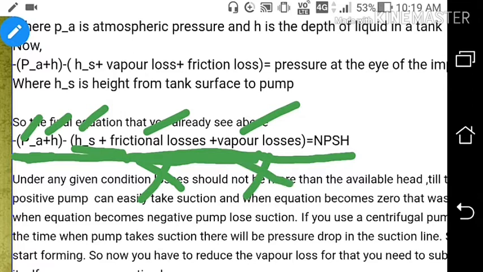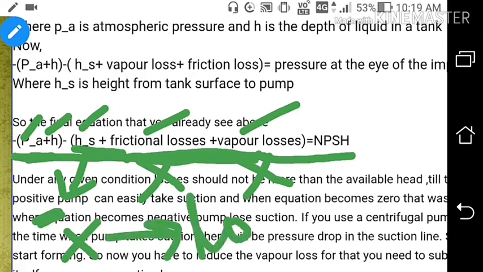Hs, if the tank is above the pump, then Hs will be negative, so this will also add to NPSH. If the tank is below the pump, the Hs will be positive, so this will act as a loss to the pump. And if Hs is negative, if the tank is above the pump, it will be a profit in this case. So this is all about NPSH.